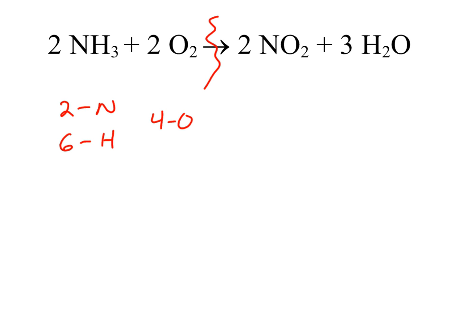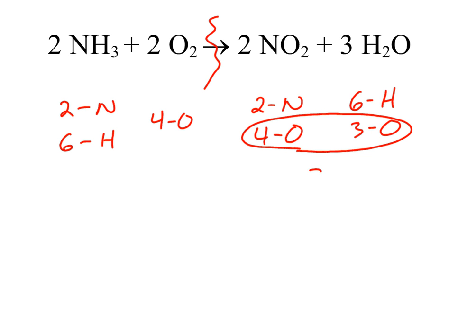And if we go over to the product side, 2 of the nitrogen dioxide would give us 2 nitrogens. It would also give us 4 oxygens. And then the 3 water molecules would give us a total of 6 hydrogens and 3 atoms of oxygen. Obviously, we'd have to combine these 2 here, which gives us a total of 7 atoms of oxygen. Now, that seems to be a little bit off from the reactant side. So this equation would not be balanced.